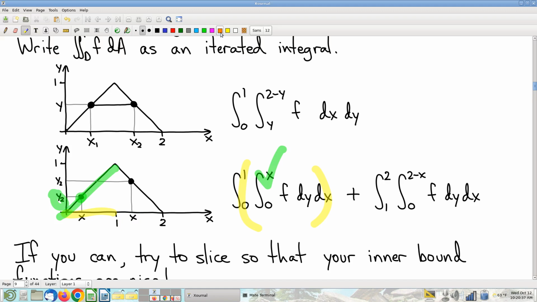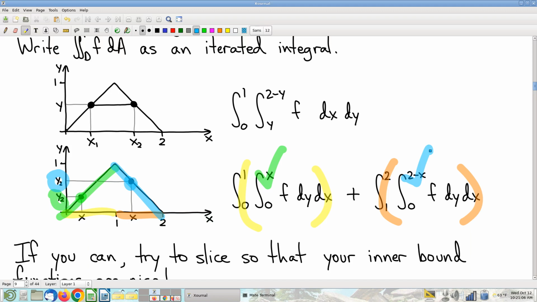And then I entirely separately have to say, but we also have to look where x goes from 1 to 2. Everything's different as x goes from 1 to 2. As x goes from 1 to 2, my upper y bound is now defined by that point, which is on that curve, which has a different equation. And thus I get a different upper bound for y. So, punchline, you have to have two integrals.